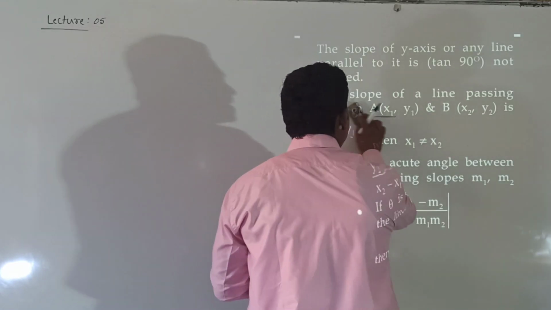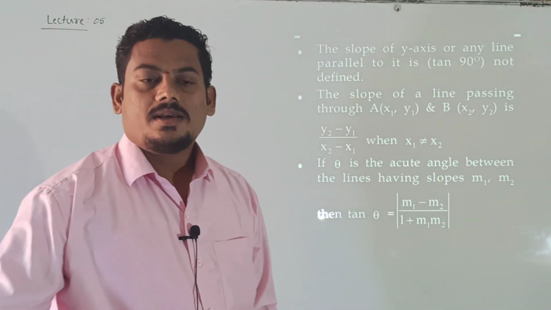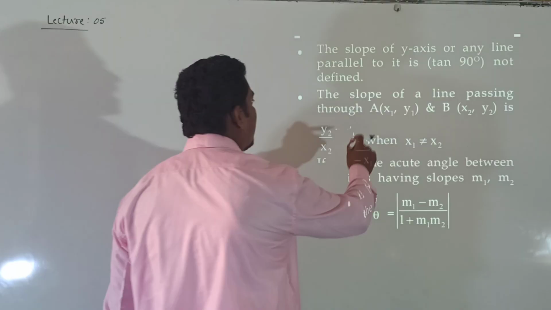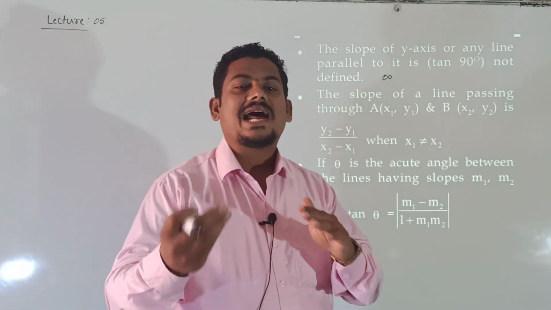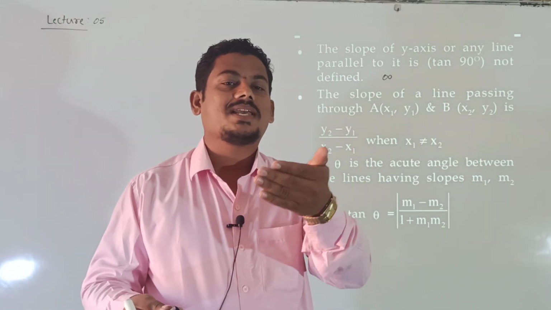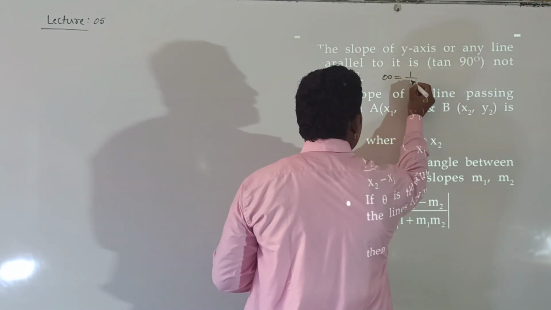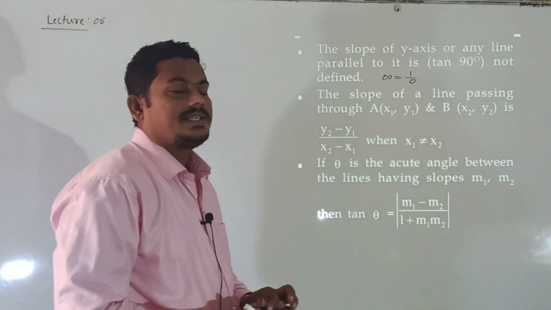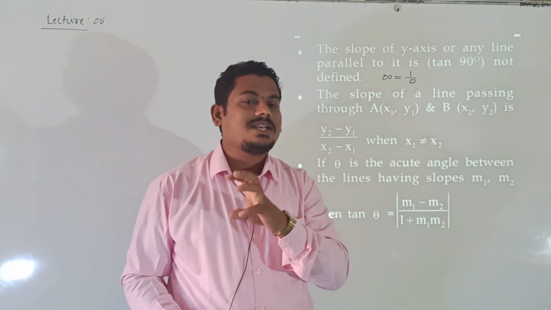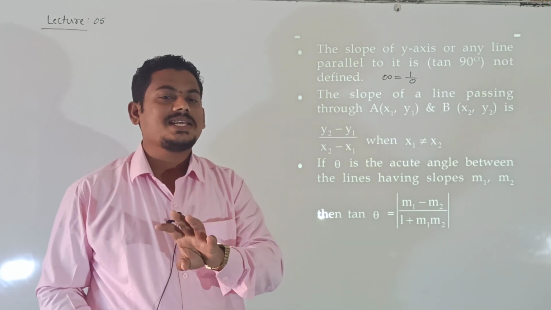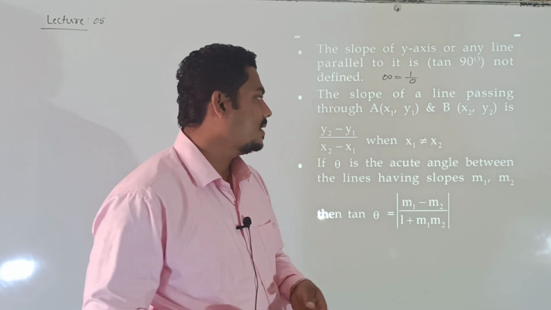The slope of the y-axis or any line parallel to the y-axis is not defined. Not defined means infinity. Infinity is nothing but 1 divided by 0. Because the inclination of a vertical line is 90 degrees. If the inclination of the line is 90 degrees, then tan 90 is not defined, which means its slope is not defined.